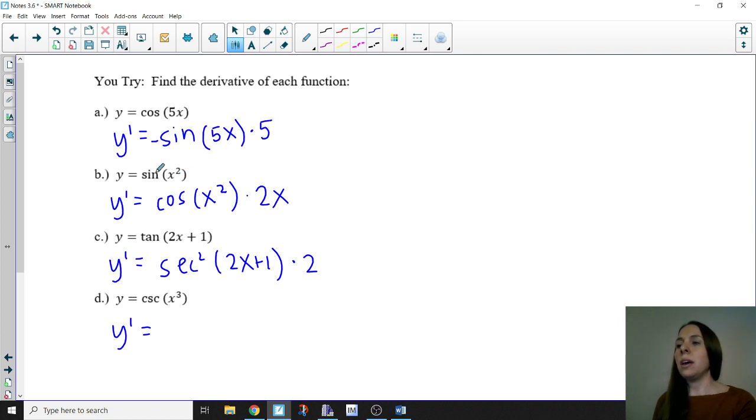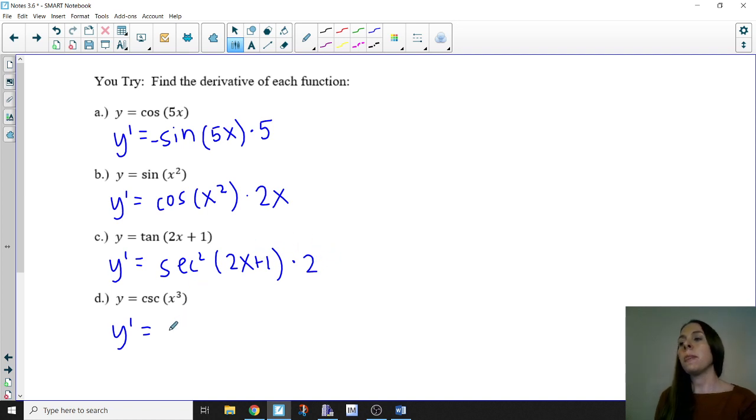Similarly, in B, I had the function sine of x squared. I took the derivative of sine of x squared, which is cosine of x squared, but then I multiply by the derivative of x squared, which is 2x, to complete the derivative. In part C, the derivative of tangent is secant squared. Therefore, the derivative of tangent of 2x plus 1 is secant squared of 2x plus 1 times 2, because the derivative of 2x plus 1 is 2.